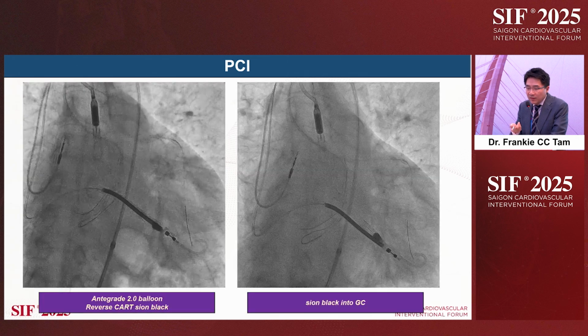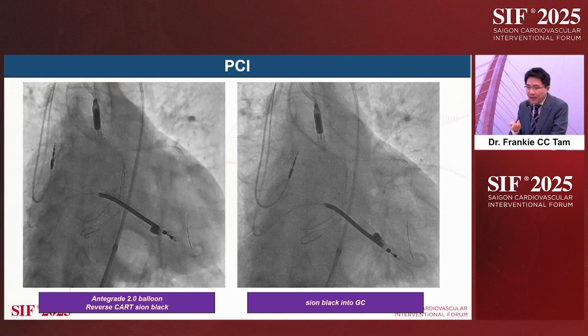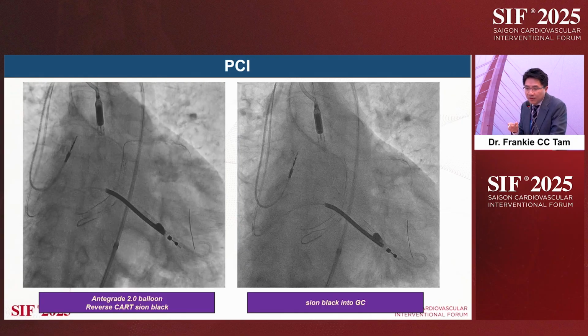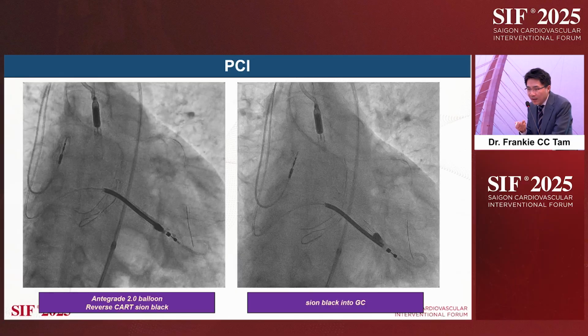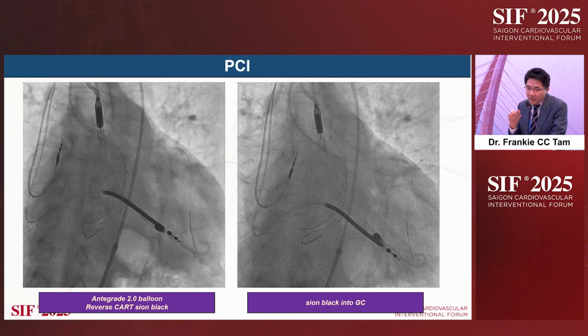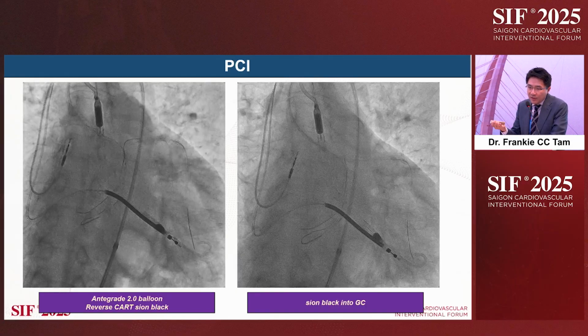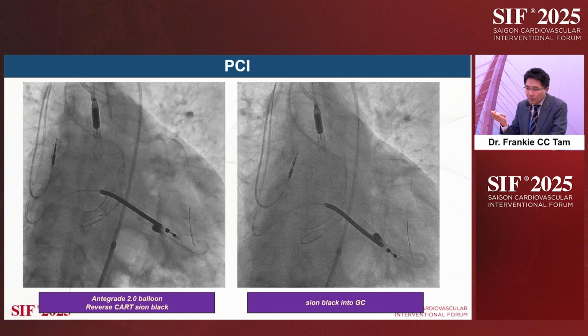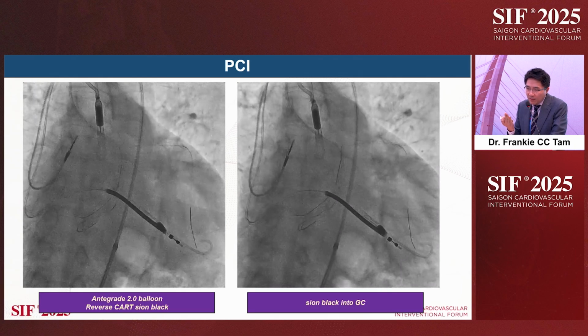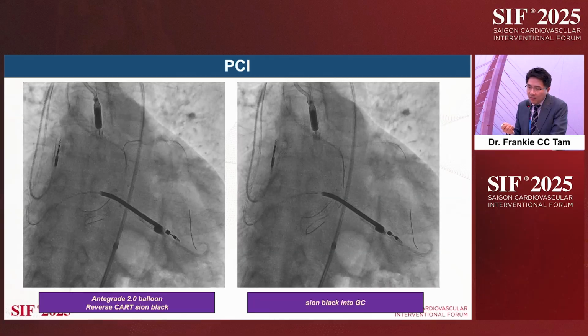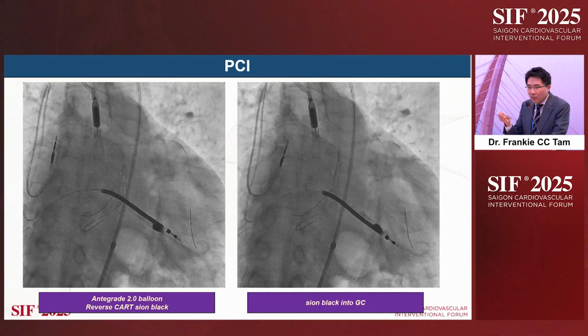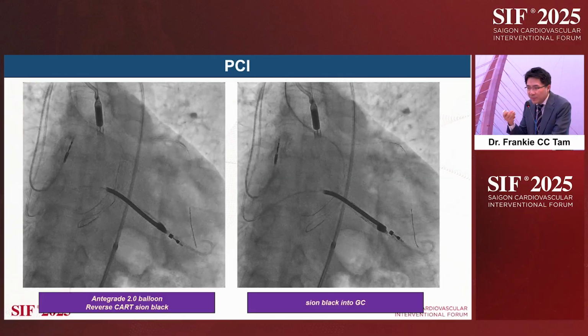Okay, we do the reverse CART with a 2 balloon, all right? And because the two wires are in the same space, we use the reverse CART with a CM black wire, and you can see the CM black wire just flies through quite easily and goes to the LAD. With some manipulation, we pull back the CM black wire, take a turn, and then the CM black wire goes into the guiding catheter. So all these can be finished in a few minutes.